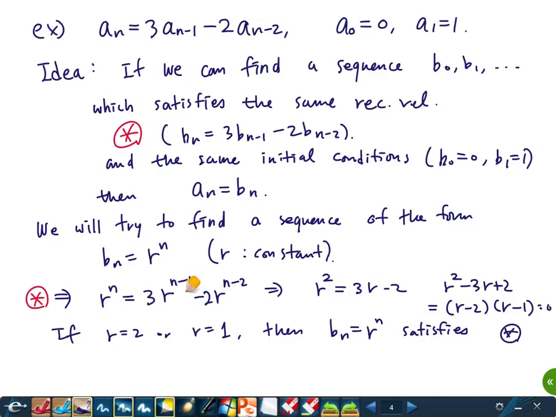But an important feature of this recurrence relation is that it's linear, meaning the coefficients are constant. So another observation.